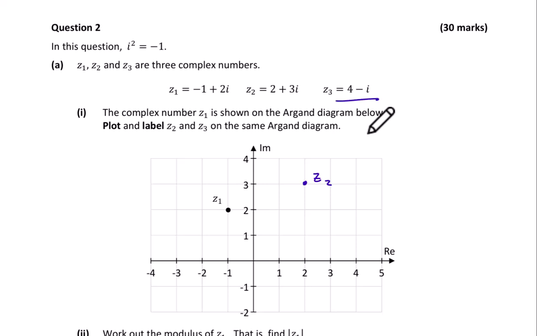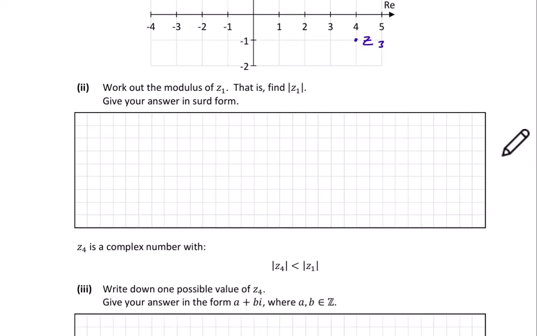So come out along here, 4, go down 1. It's going to be down here. This is Z3. Okay, next part of this question. Work out the modulus of Z1.